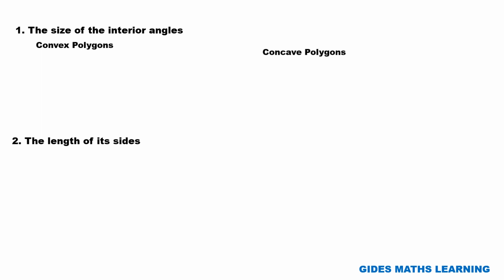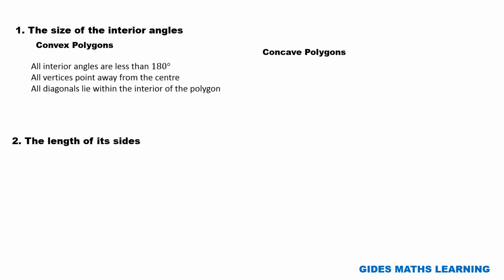Therefore, in this lesson, we learned that polygons can be classified according to the size of the interior angle and also the length of its sides. Under the size of the interior angles, we have convex polygons and concave polygons. For convex polygons, all the interior angles are less than 180 degrees. All the vertices point away from the center. Also, all the diagonals lie within the interior of the polygon.